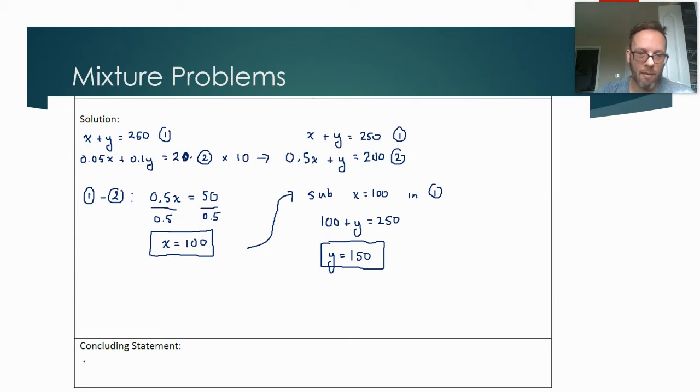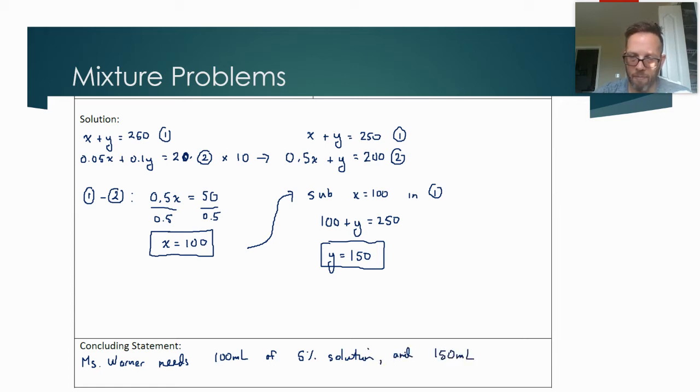So for a concluding statement, we can say that Miss Warner needs 100 milliliters of 5% solution and 150 milliliters of 10% solution.